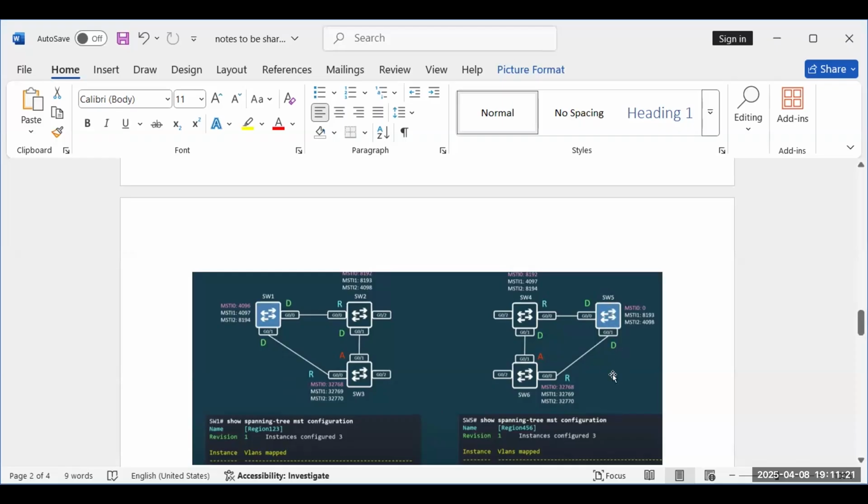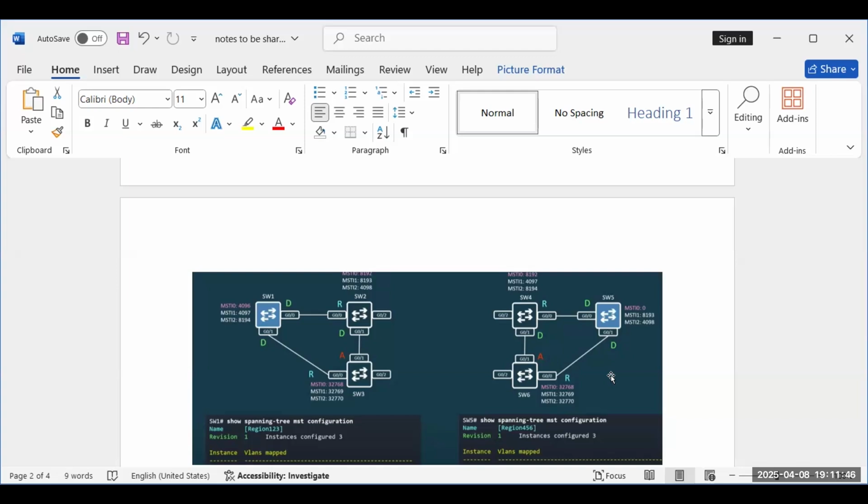You might have heard of HSRP. It is for two routers, when two routers are connected to the same switch. We can apply HSRP on layer 3 switches also, with a similar configuration on the network side.